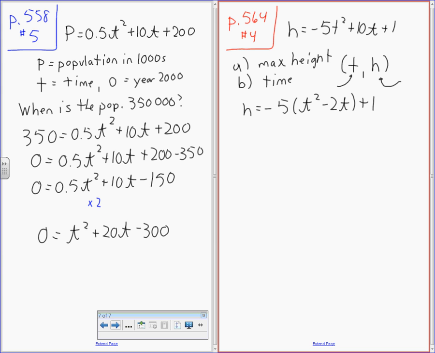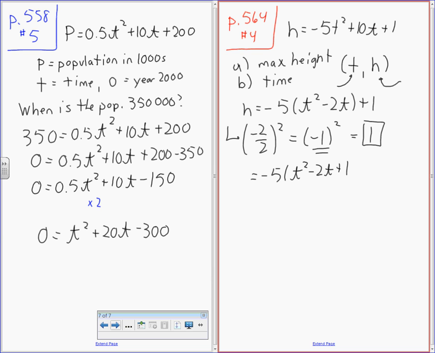Can you give me the next step here, please? Negative 2 divided by 2, which happens to be negative 1 squared, which happens to be 1. Great. What do we do next? So it's going to be negative 5 bracket t squared minus 2t plus 1, minus 1, plus 1.